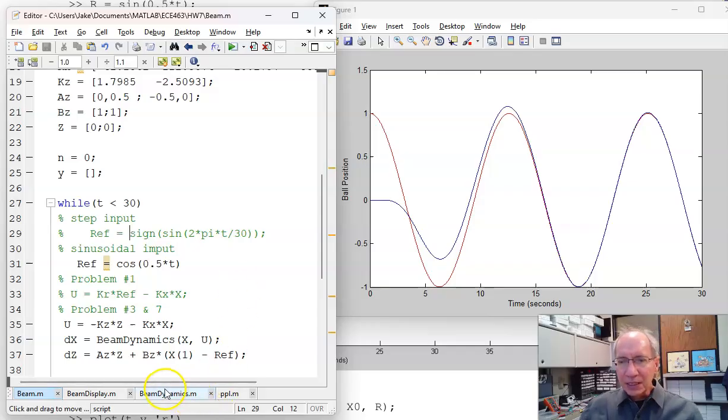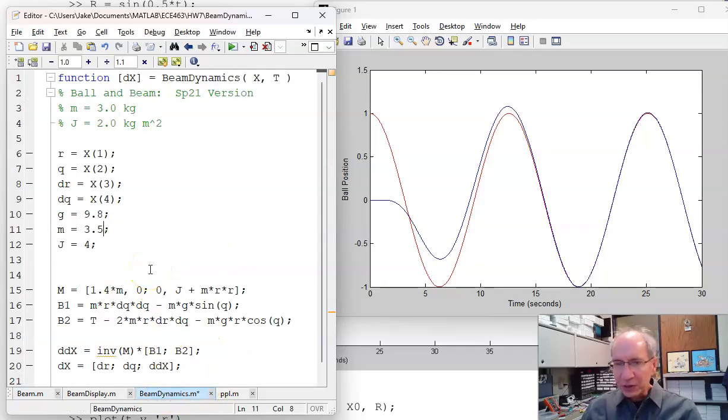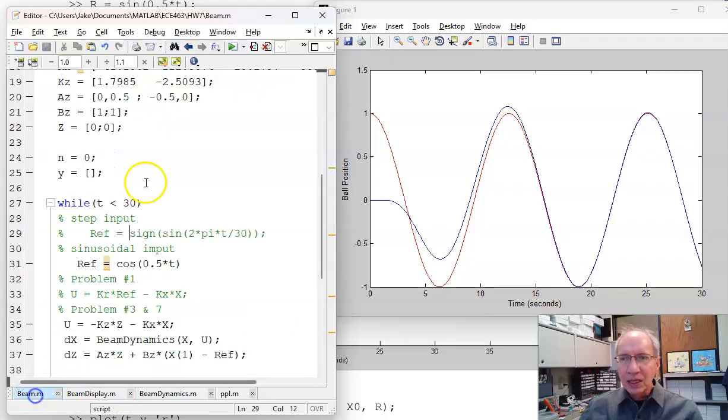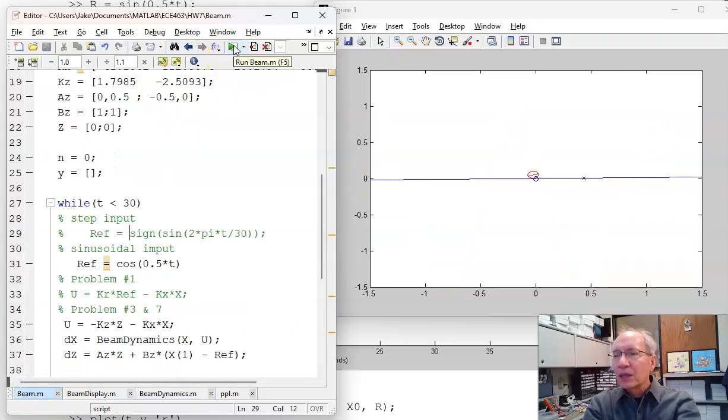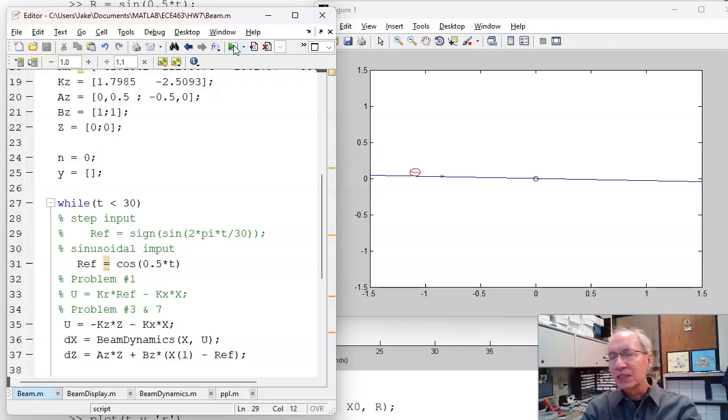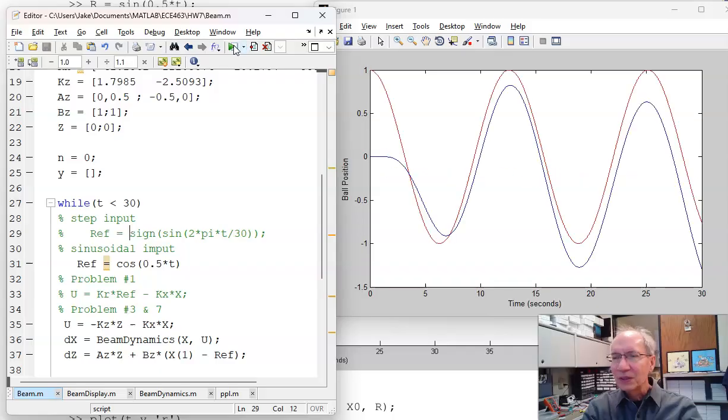If I change the dynamics, I suppose the ball is actually 3.5 kilograms. Can it still track it? So there's my set point. It's trying to figure out what the input needs to be, sine and cosine. The solution is different because it's a different system, different mass. Eventually, it doesn't quite figure it out. There's a DC term missing. Sort of follows it.